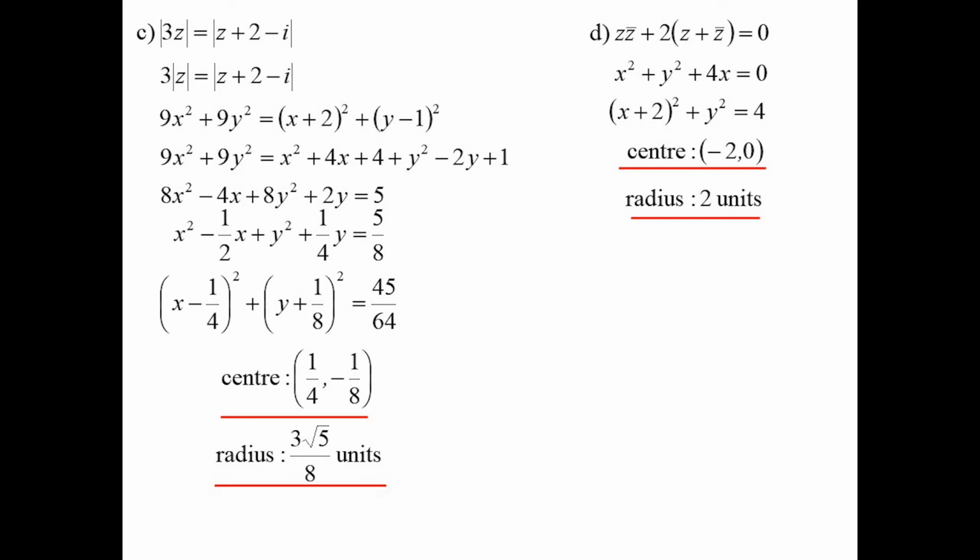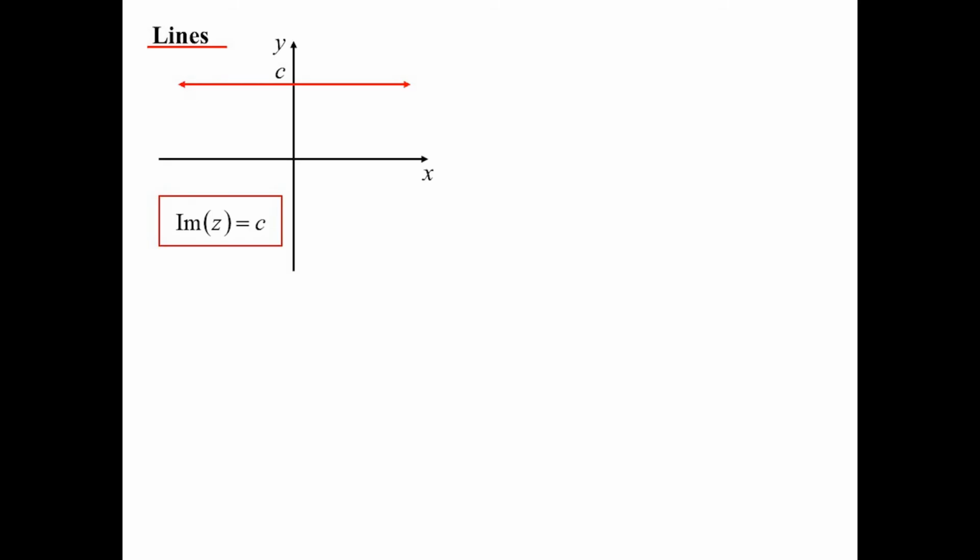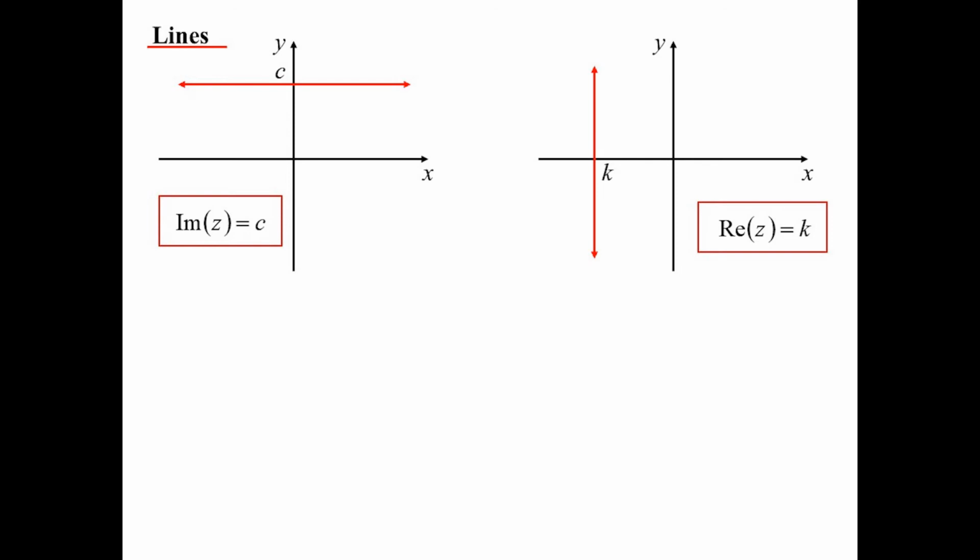So circles. Let's have a look at some lines, and we talked about a couple of lines earlier. The horizontal line, we said we could now call the imaginary part of z is equal to some constant number. That would be what all those points have in common. A vertical line would be the real part we have in common. But what if it's at an angle?